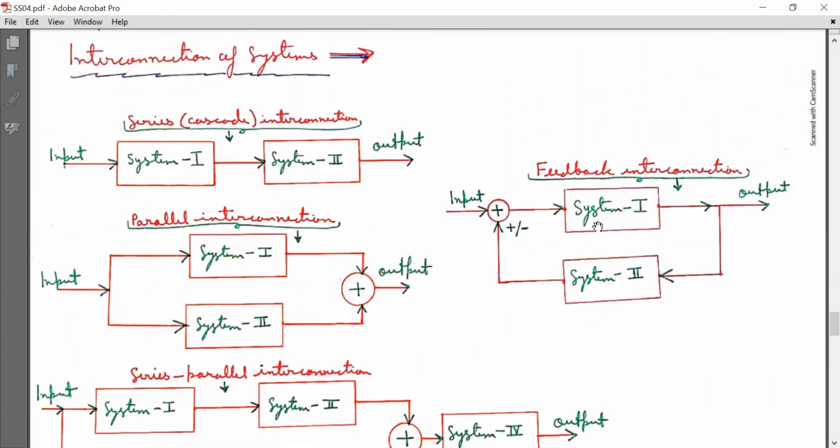Now the fourth one is feedback interconnection. Now input is given here, and this is the feedback loop. According to the sign, if it is positive, the output of system 2 is added to the input. If it is a negative sign, then the output of system 2 is subtracted from the input, and the resultant will be fed to system 1, and that will be processed to give the final output. And the output is once more fed back to system 2 as input. Now this is feedback interconnection.